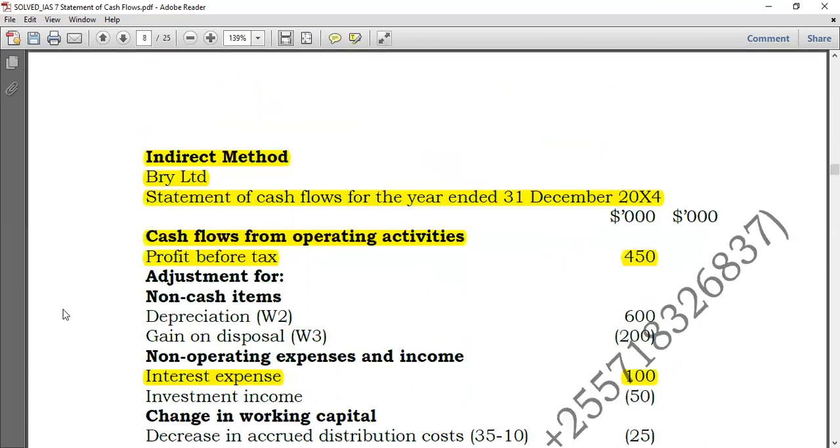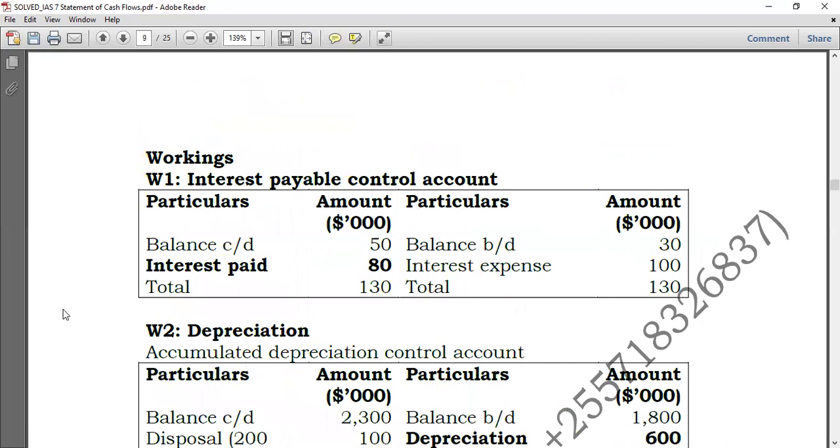All right. So I'm just starting my workings here. Working one, I've just written interest payable control account. As you saw, this is a liability. So it would have an opening balance on the credit side that is 30. We just copy that from the books. And it would have a closed balance c/d of 50.